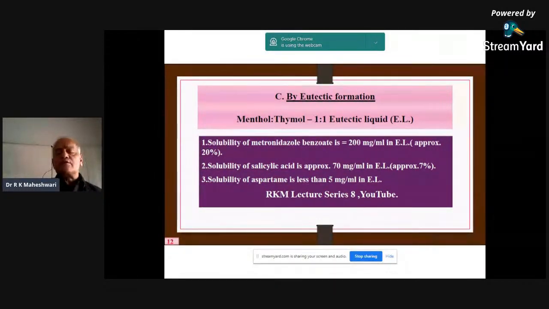What is happening here? The molecules of menthol and molecules of thymol have come into liquid state and they are responsible for hydrogen bonding and weak van der Waals interactions with the molecules of metronidazole benzoate. That's why there's high solubility of metronidazole benzoate.